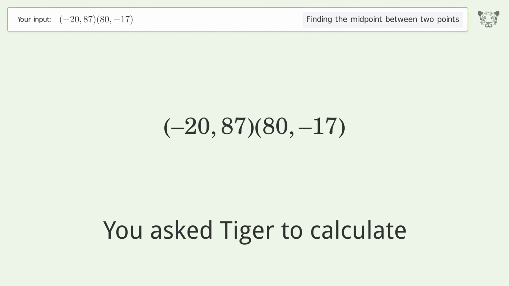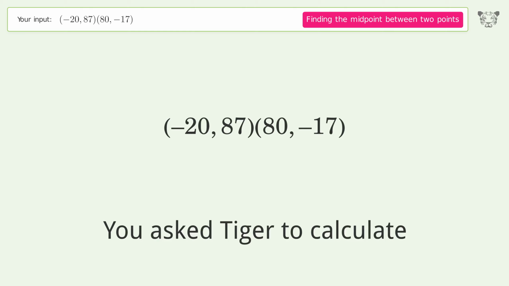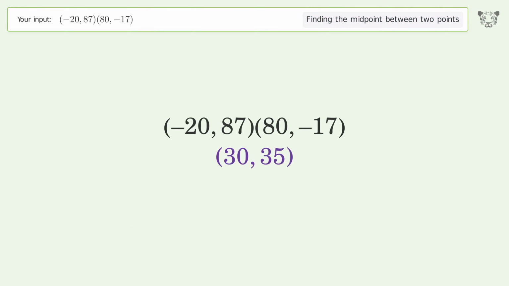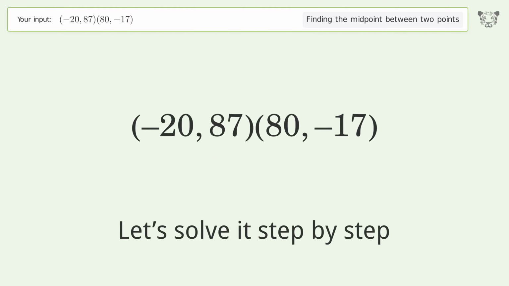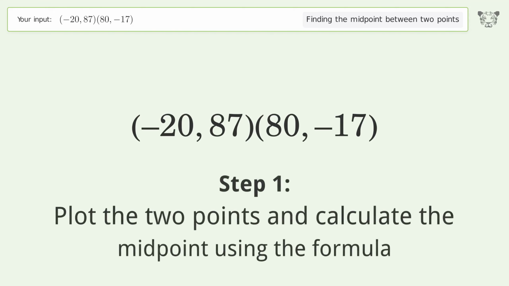You ask Tiger to calculate. This deals with finding the midpoint between 2 points. The midpoint between the 2 points is 30,35. Let's solve it step by step. Plot the 2 points and calculate the midpoint using the formula.